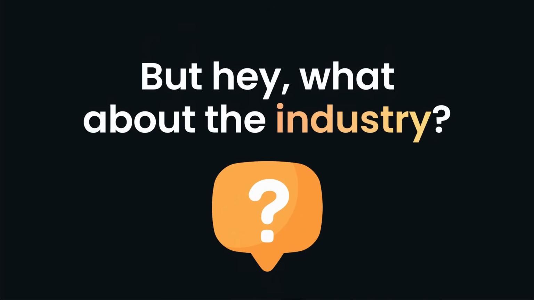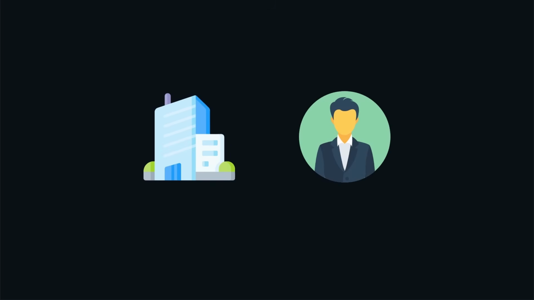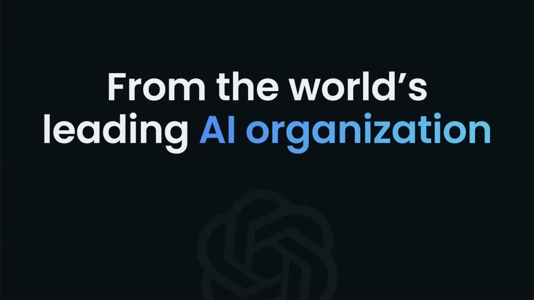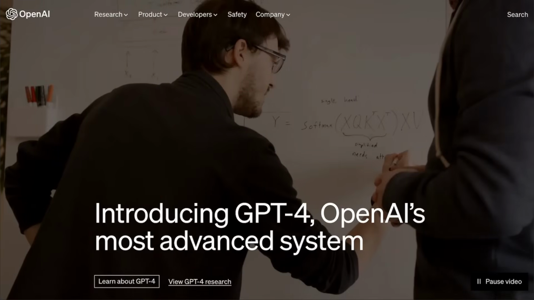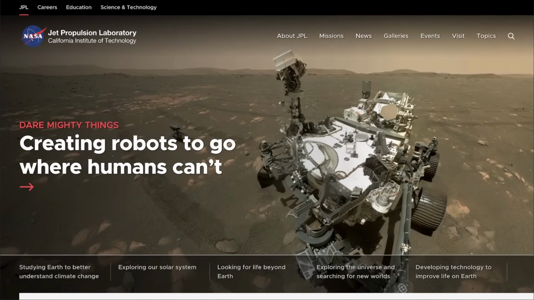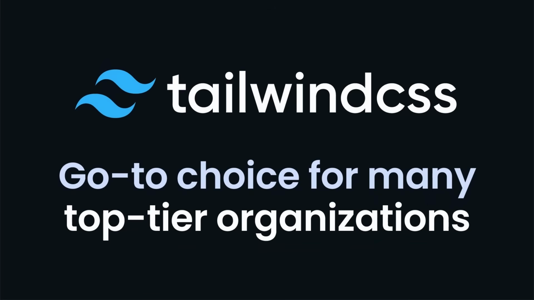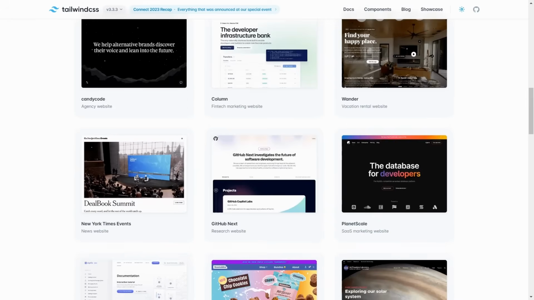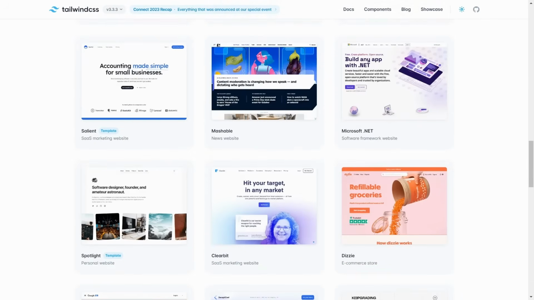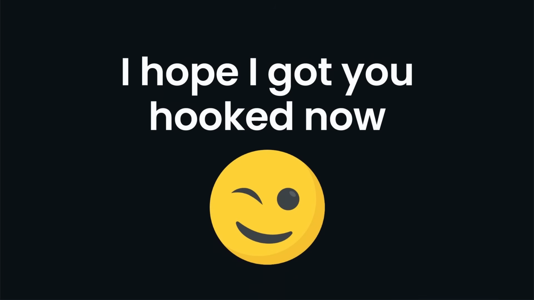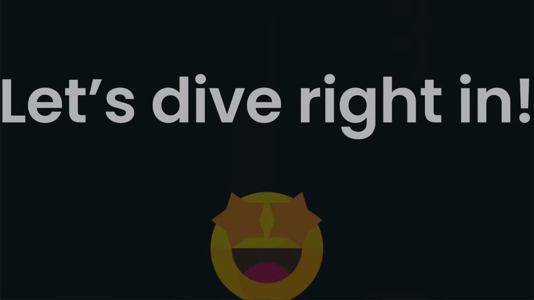But hey, what about the industry? Do companies or professional developers actually use Tailwind? The answer is yes. From the world's leading AI organization, OpenAI, to Shopify, Loom, The Verge, Turbo, GitHub, Microsoft, and even NASA, Tailwind CSS is the go-to choice for many top-tier organizations. And the official examples showcase features a list of these renowned companies and projects that proudly utilize Tailwind CSS in their projects. If Tailwind hasn't hooked you already, I hope I got you hooked now. I hope you're excited, so let's dive right in.